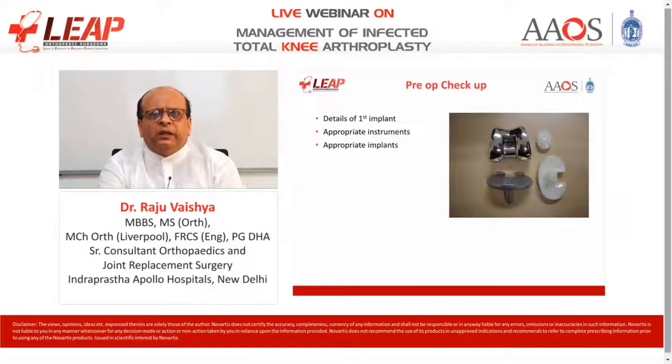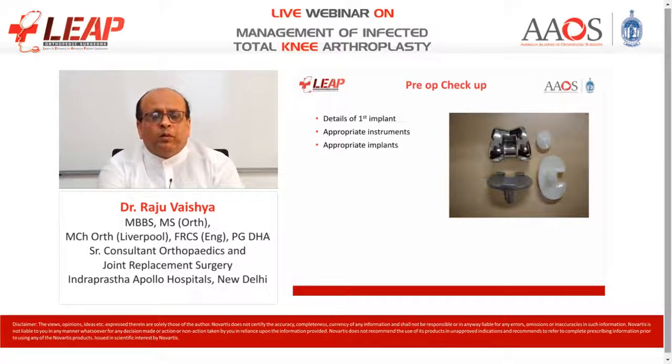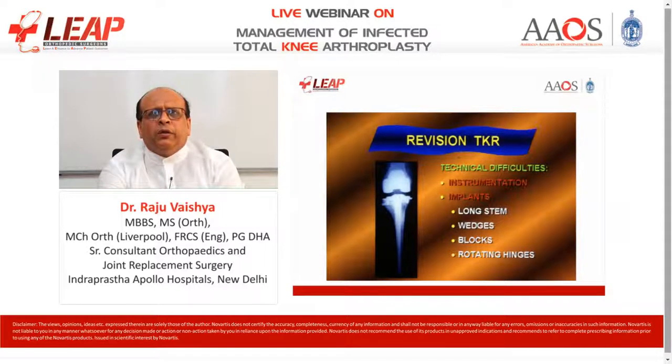So once you have decided to reimplant, then you must know the details of the first implant which was implanted. You must be ready with the appropriate instruments. You must also be ready with appropriate implants, which are quite different from primary implants. The revision TKR requires special instrumentation and special implants, as you all know, as shown in this picture as well. Here are the revision total knee arthroplasty implants showing long stem.